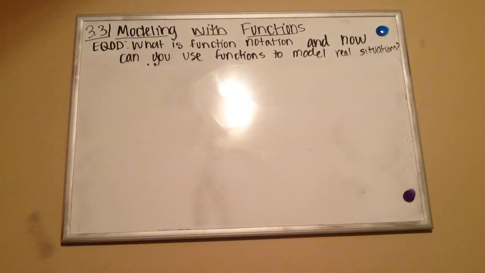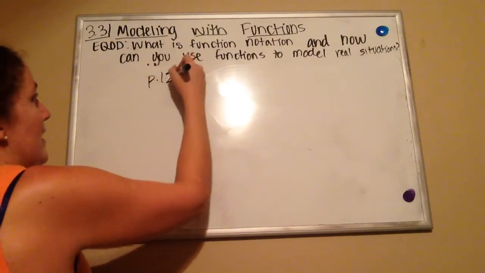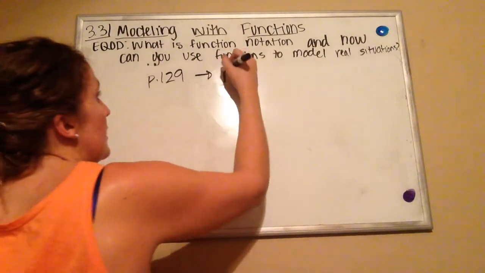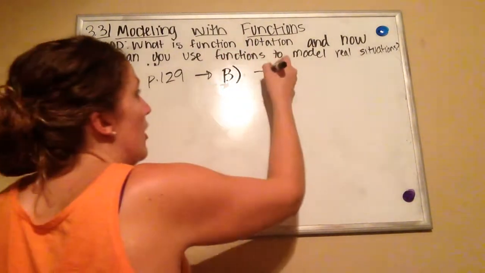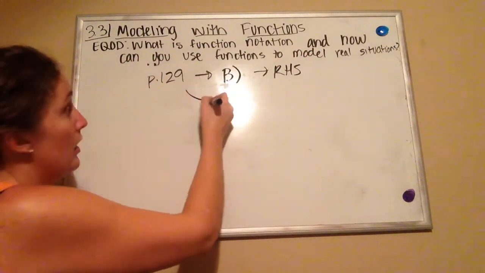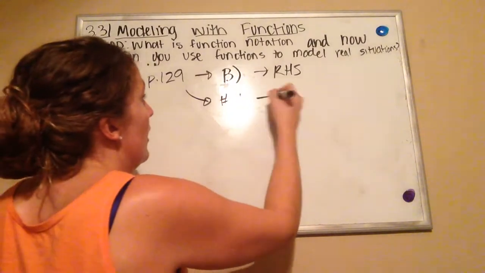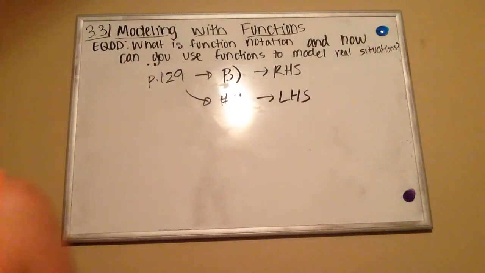So we're gonna start looking more in depth at function notation. On page 129, you are gonna put the question under number B on the right hand side, and you are gonna put number 4 on the left hand side. So go ahead and get those cut out of your workbook and glued in.